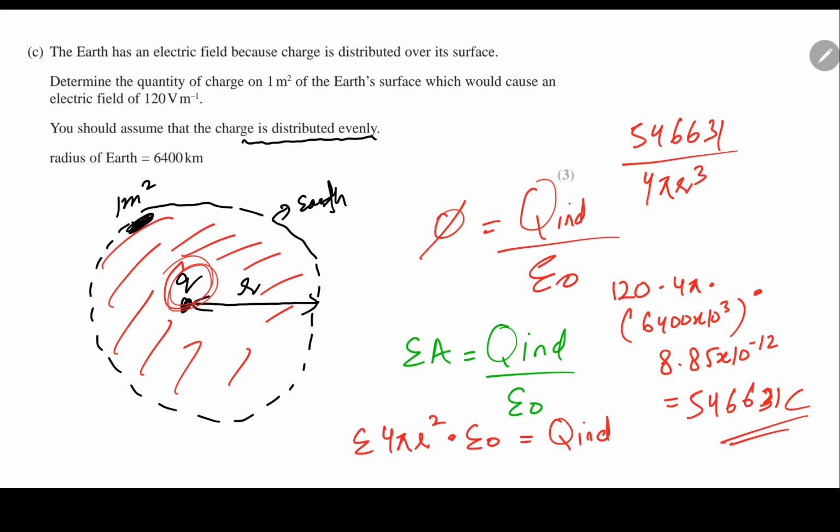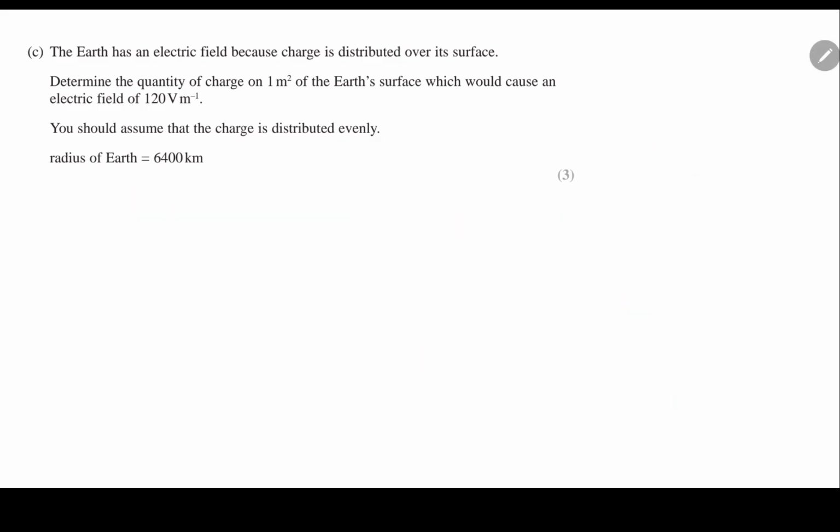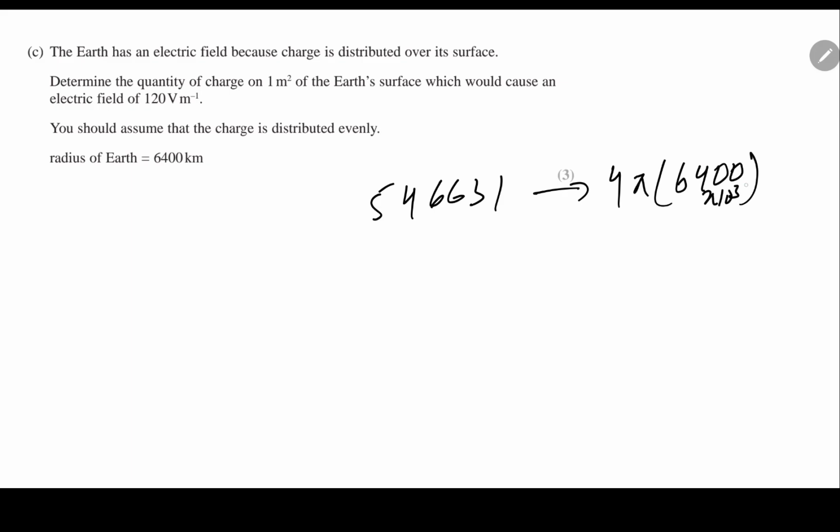But there's an easier way to do this, and I felt that the way I did it is a bit longer. Instead, you would have gotten 546,631 in 4 pi times 6400 times 10 to the power of 3 squared. So what would it be in 1 meter square? X. You cross multiply, you can get the answer very easily, right? But this is a longer way.